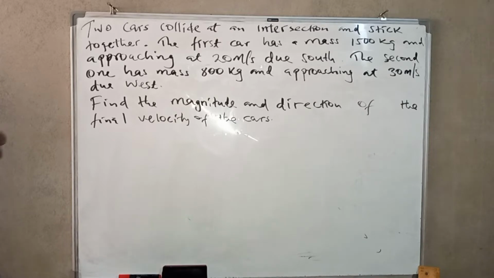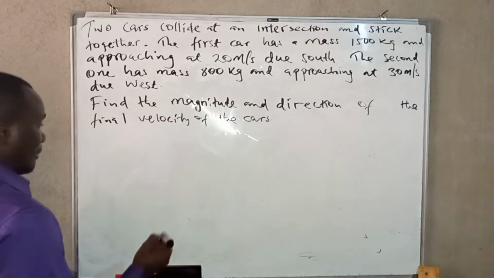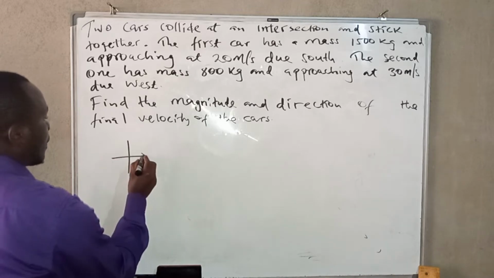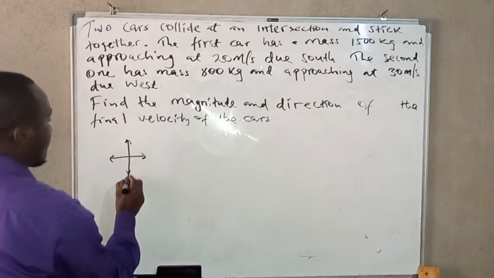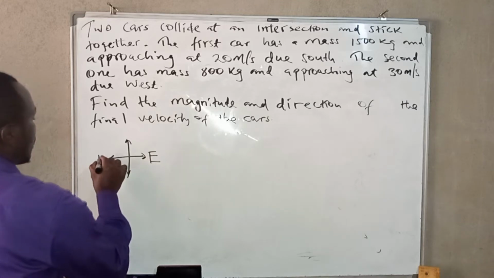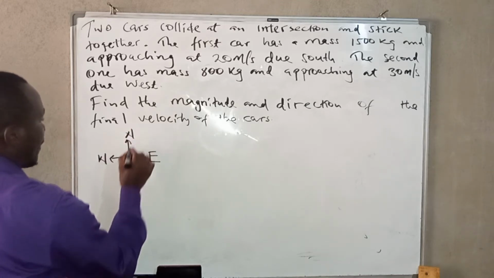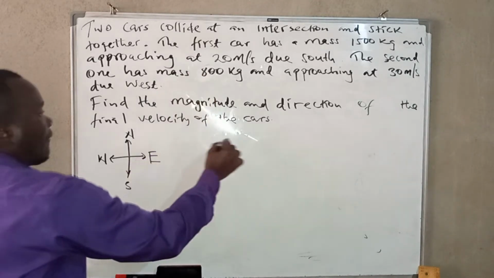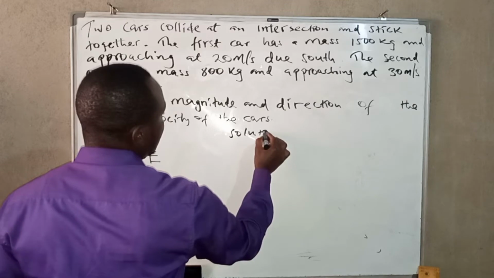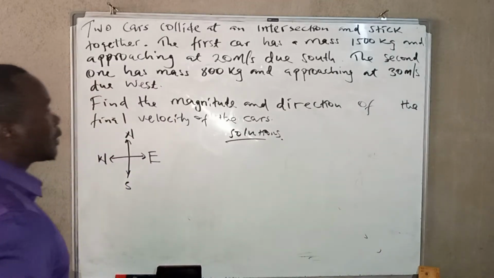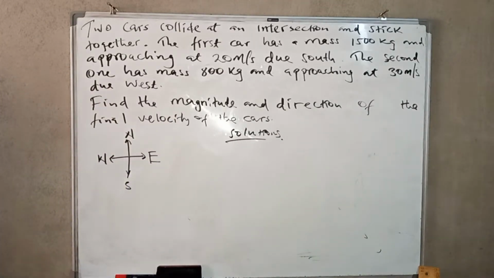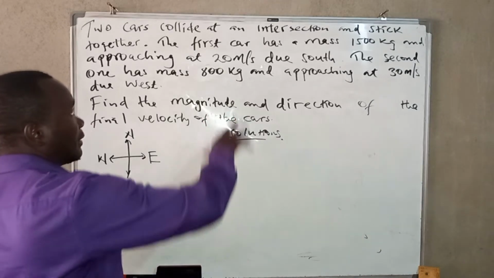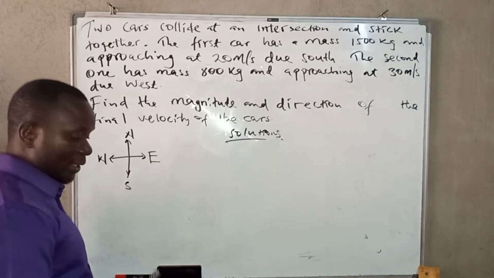So let us begin by drafting something. We begin by drafting the compass. We have the east, west, north, and south. In order for us to find the solutions in the easiest way, let us come up with a diagram that is going to help us to find the solutions without facing a lot of challenges.